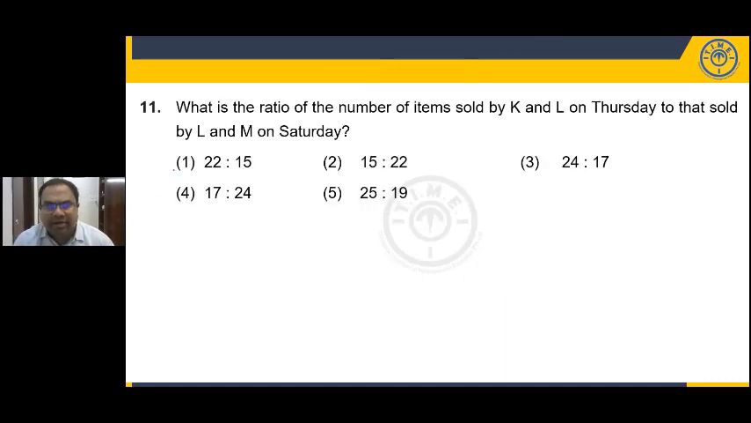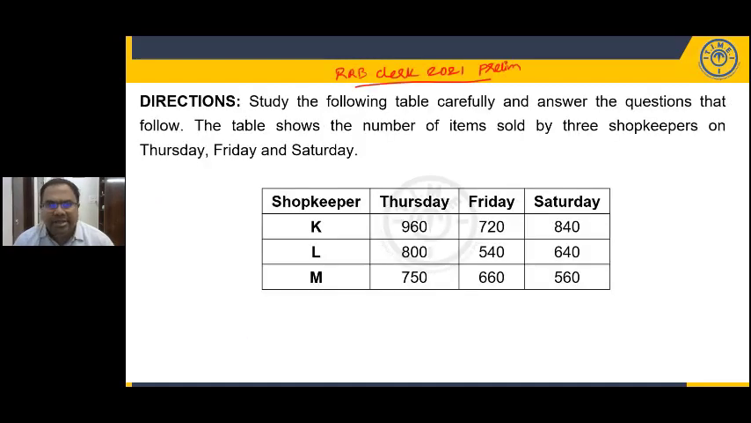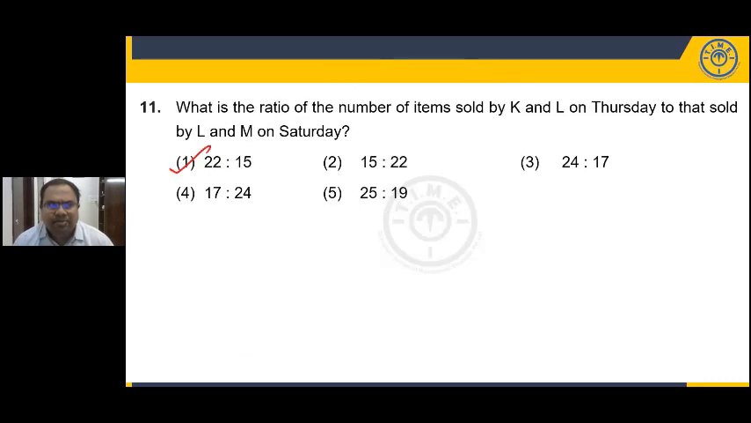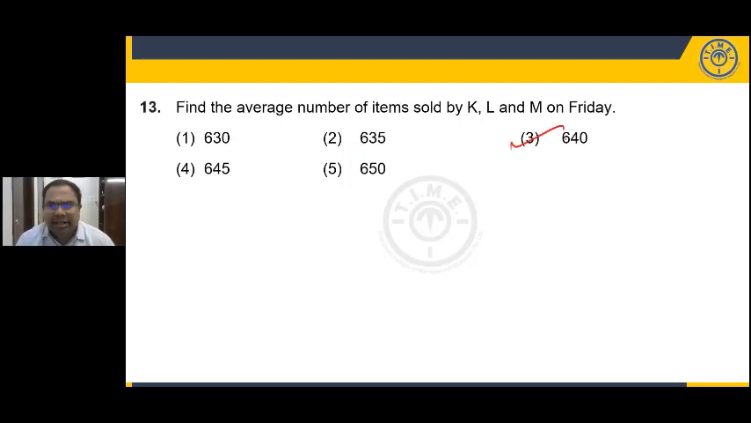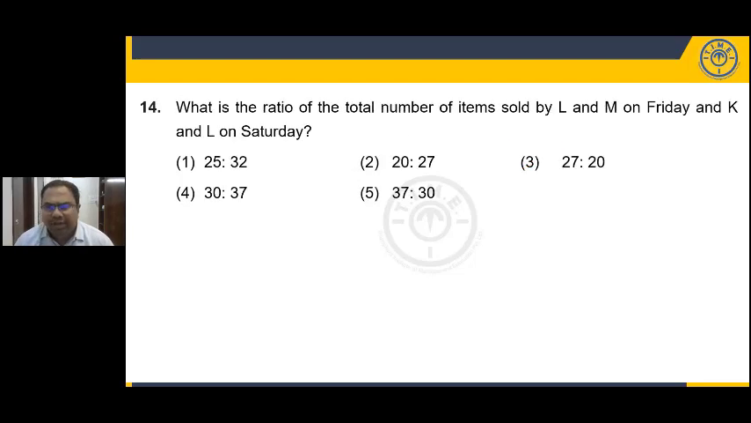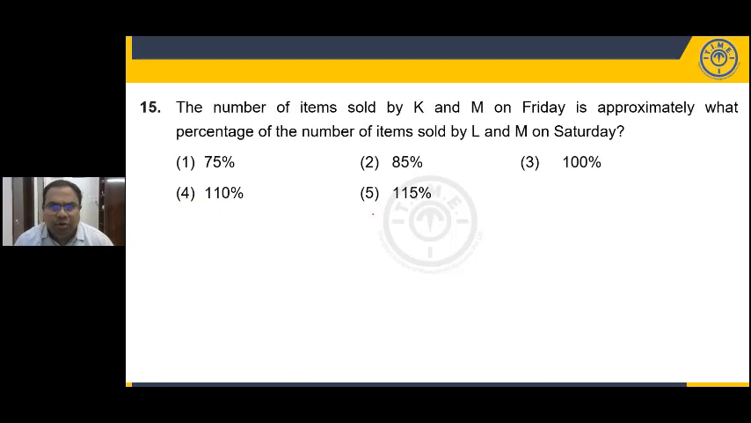11th question, answer 1. You take a screenshot. You can try later on. This is table RRB clerk 2021. 11th question, option 1. 12th question, option 2. Take a screenshot. 13th question, option 3. You try, you will get it. 14th question, option 4. 15th question, option 5. Basically, it is 1, 2, 3, 4, 5.